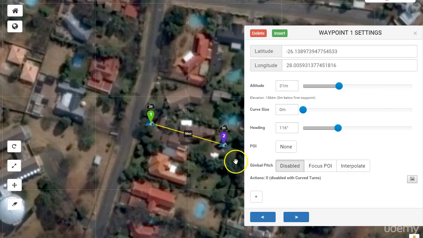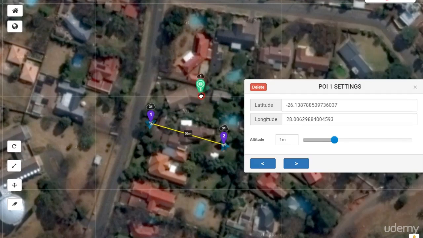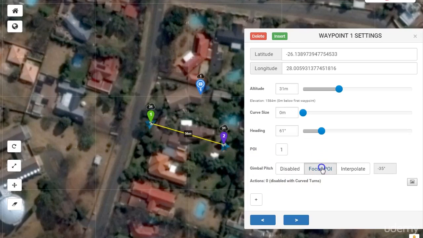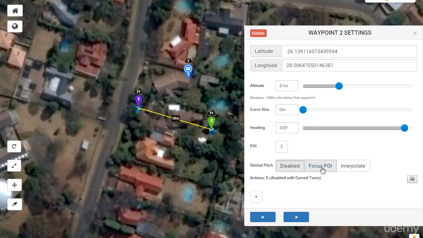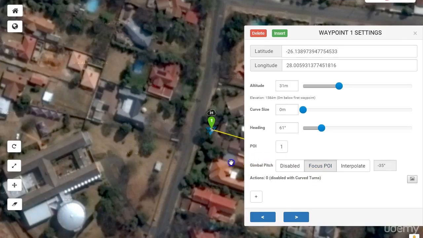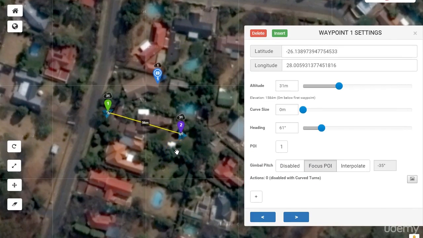Okay, now we're going to be looking at focus POI, so we have to drop a POI onto the map, 1 meter high, go back to waypoint 1, set it to focus POI, and the same for waypoint 2. Okay, going back to waypoint 1. So with focus POI, Leechy is telling the gimbal, hey, I want you to be looking at this point of interest, and I want you to keep it in frame. So no matter where you are, no matter what altitude you're at, these are the angles that you should adopt. So basically, it's all about controlling the gimbal pitch automatically and smoothly to keep the point of interest in frame. And that is very powerful, and that's what makes Leechy so amazing, is that it just does this so beautifully.